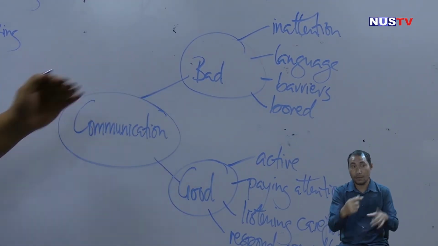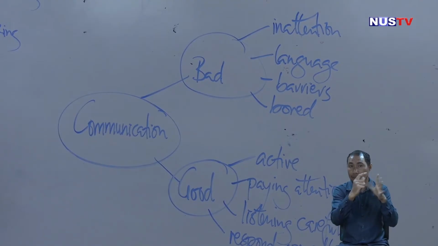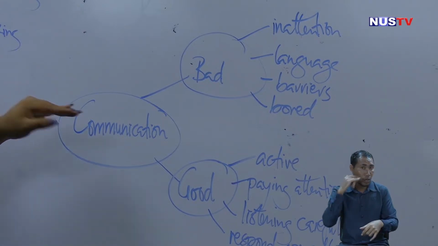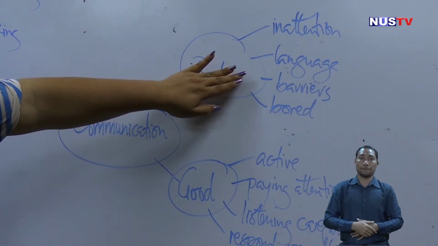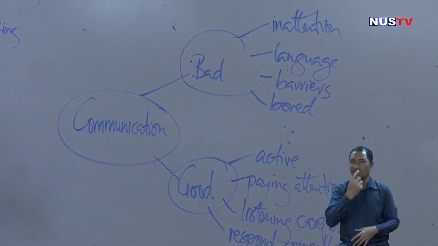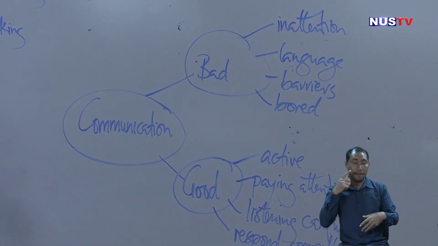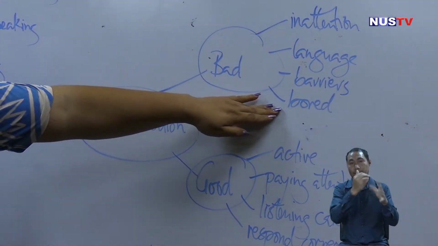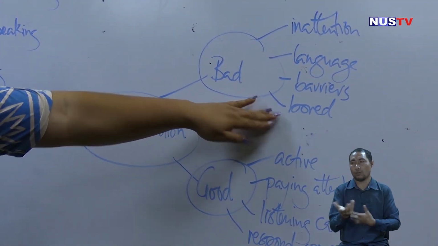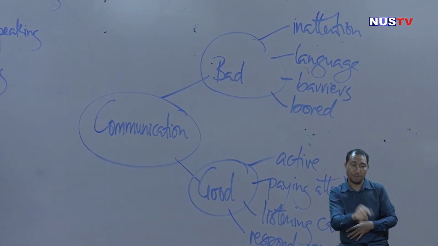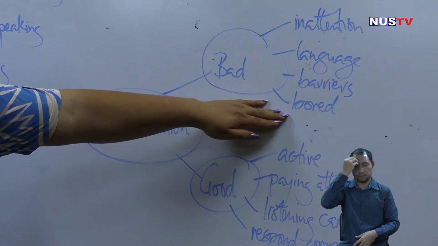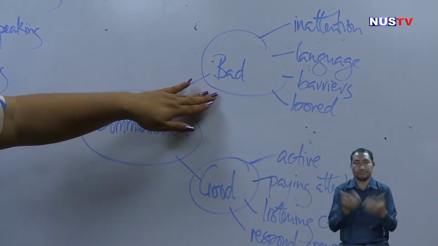For example, distractions such as phones, loud music, or also the rain. So these can be bad barriers because you cannot hear the message over the noise. And the last example is being bored. When you are listening to someone speak for a very long time, you tend to forget what the message was.